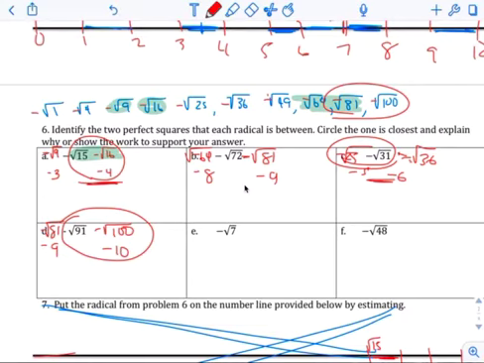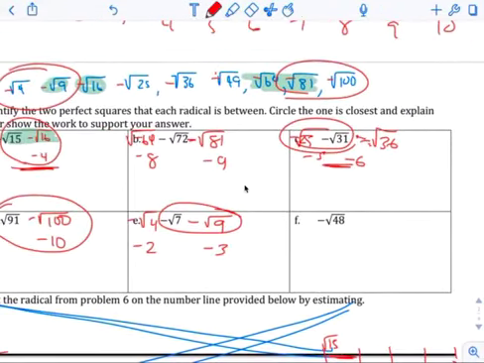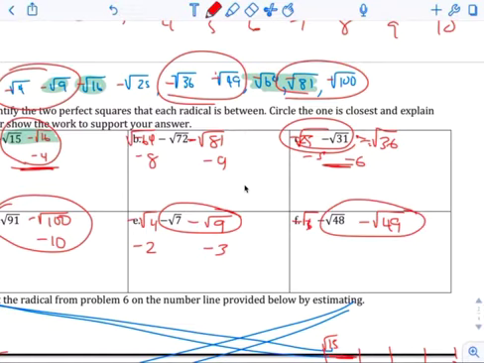Square root of 7 is between square root of 4 and negative square root of 9. So it's between negative 2 and negative 3. Closer to 3 because it's only 2 away. Square root of 48 is between negative square root of 36 and negative square root of 49. Closer to 49, it's between negative 6 and negative 7.